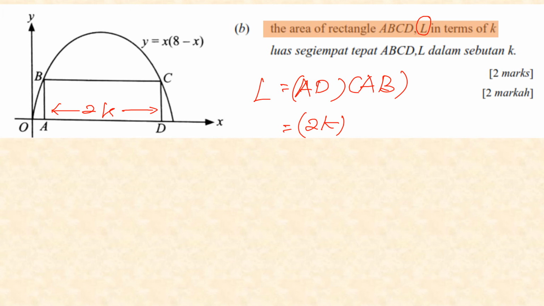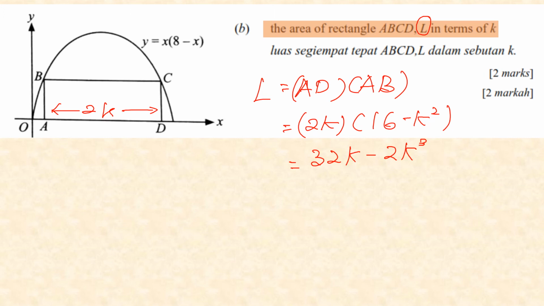Then what is AB? AB is the length of the y-axis, the coordinate for y, which is 16 minus K squared. So then, when you expand, you will get 32K minus 2K cubed. Okay, 2K cubed. Right. So that's how you get the answer to this.